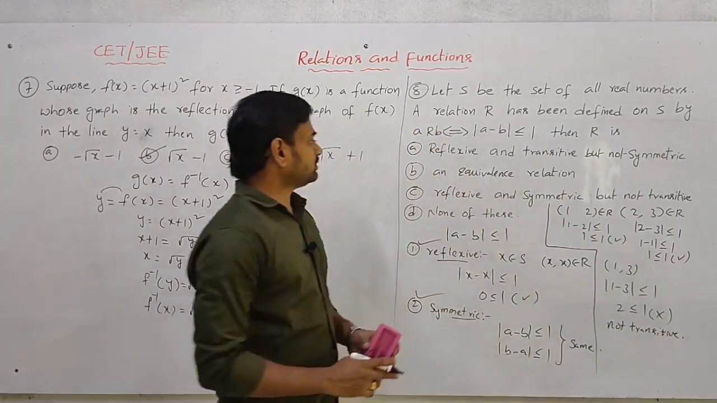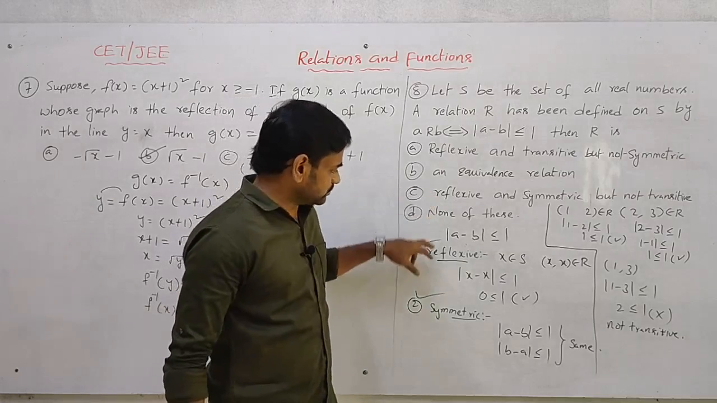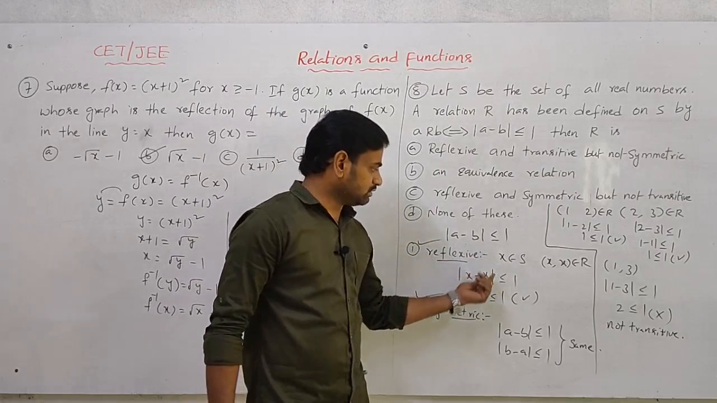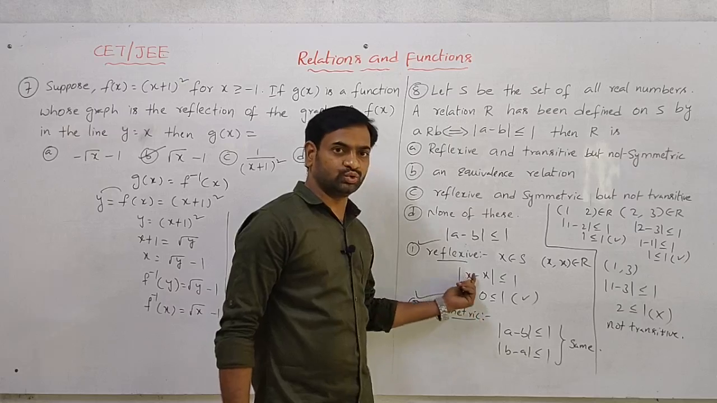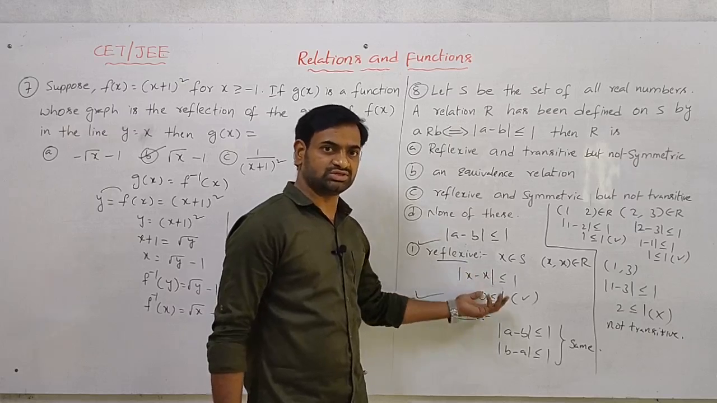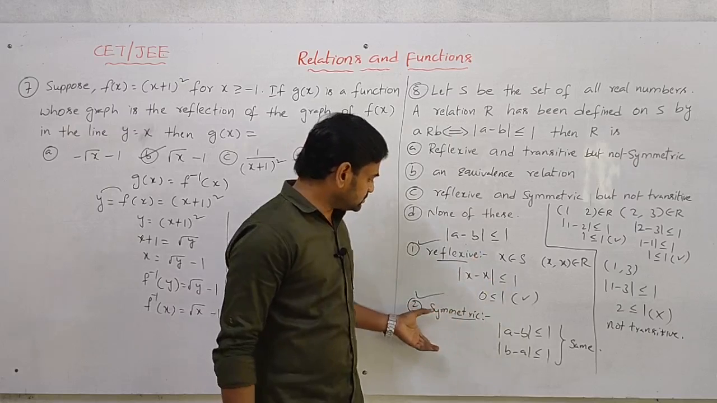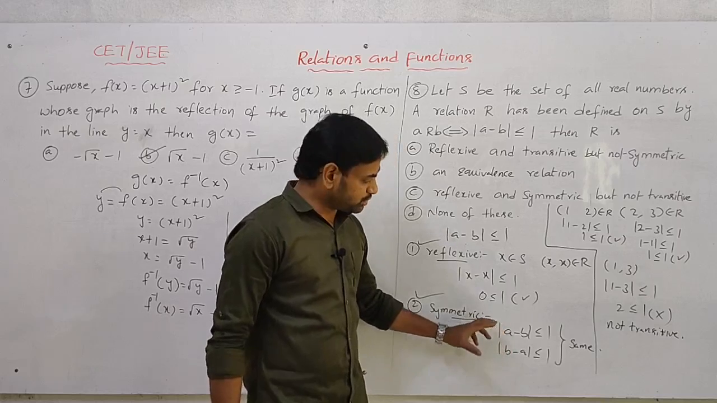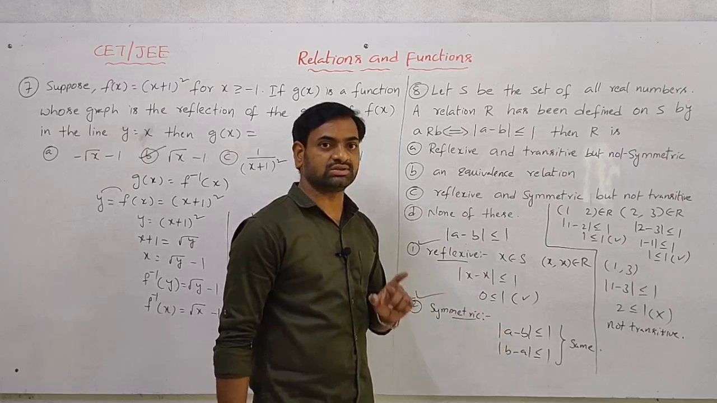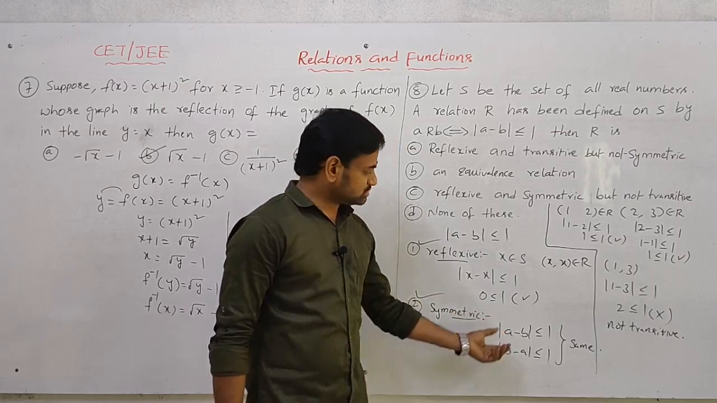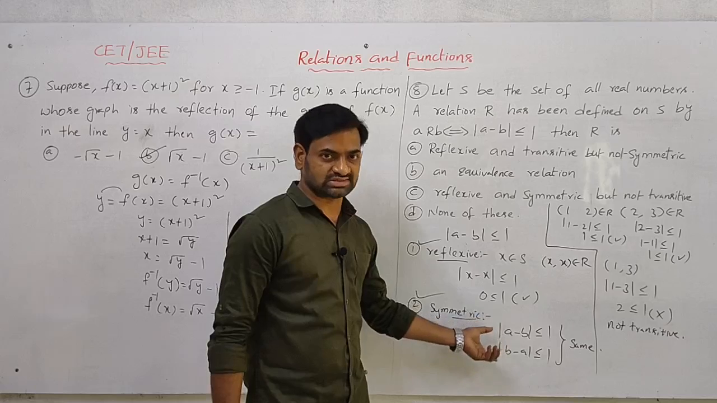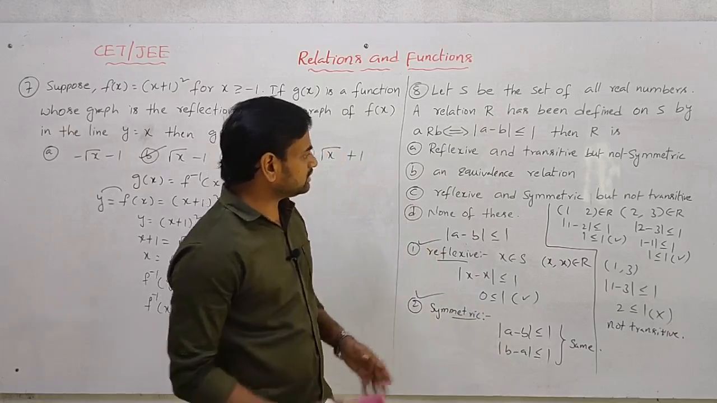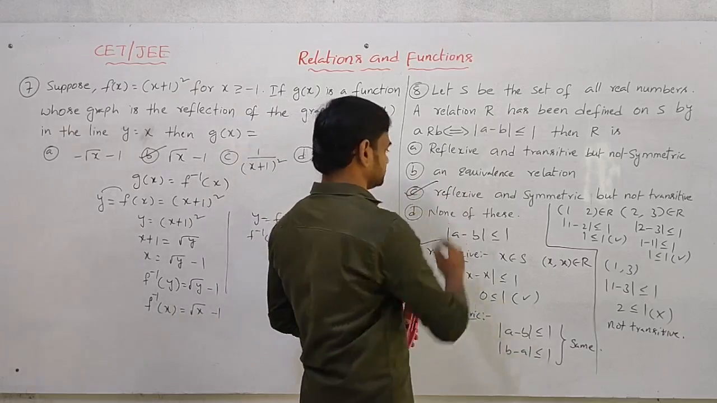So, it is reflexive, yes. It is symmetric, yes. In the reflexive case, if you take 1, 1 minus 1 is 0. If you take 2, 2 minus 2 is 0. 3 minus 3 is 0. You take any element. Next, it is symmetric also because these two expressions are the same. Suppose there is no mod, then both are not the same. So there is a mod, then they are the same. So it is reflexive, symmetric, but not transitive. That is option C.